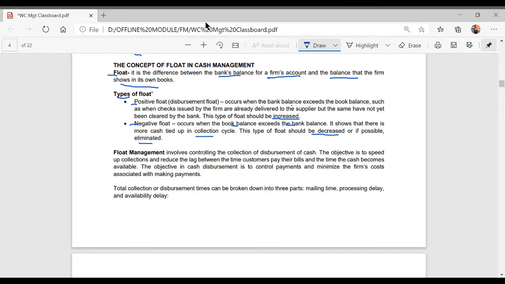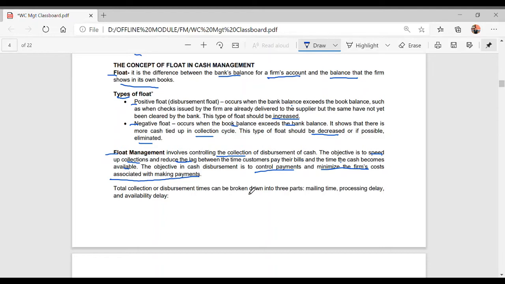And to manage our float, so that means to control the collection of disbursement of cash. So that is the float management. The objective is to speed up collections but reduce the lag between the time customers pay their bills and the time the cash becomes available. So its objective is to control payments and minimize the firm's costs associated with making payments. So, ang iyang goal is atong i-control ang payment. So, atong i-slow down. Kaya para nakapatay enough nga money, di ba? Money para magamit sa tuang operation.